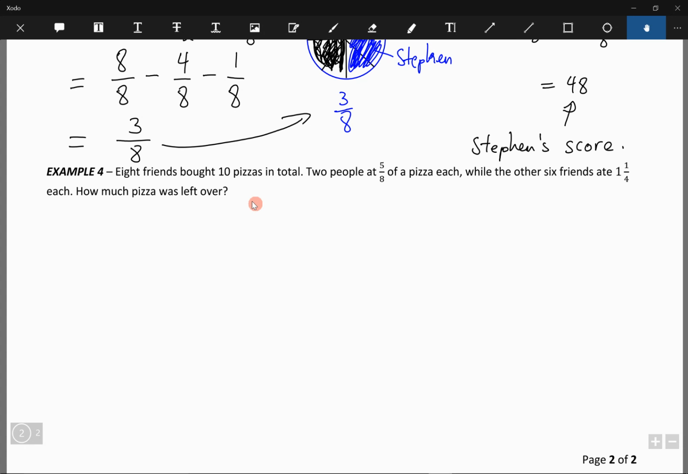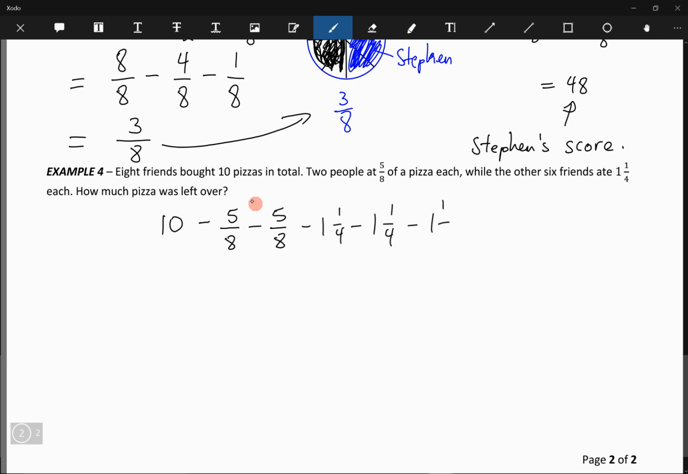Okay, so we have here 10 pizzas. 2 people ate 5/8 of the pizza, so minus 5/8, minus 5/8. Okay, well the other 6 friends ate 1 1/4 each, so minus 1 1/4, minus 1 1/4, minus 1 1/4. How many times do we do this? Well, it's 6 friends, so 6 times. 1 1/4, 1 1/4, and 1 1/4, or 1 and 1 over 4.